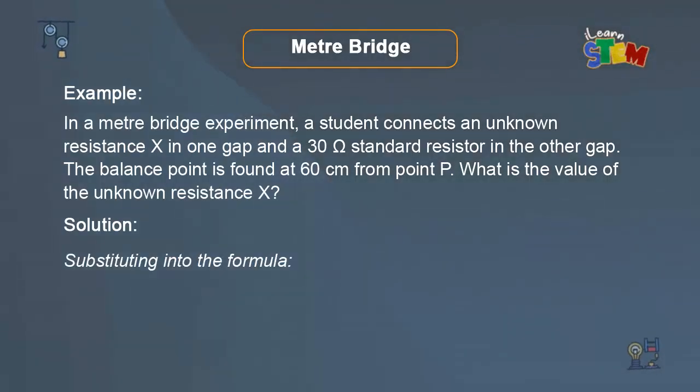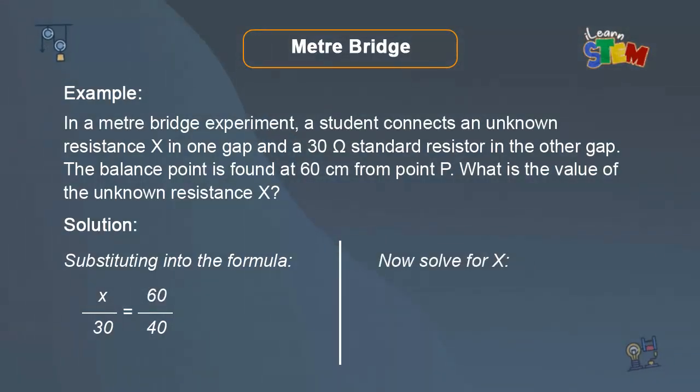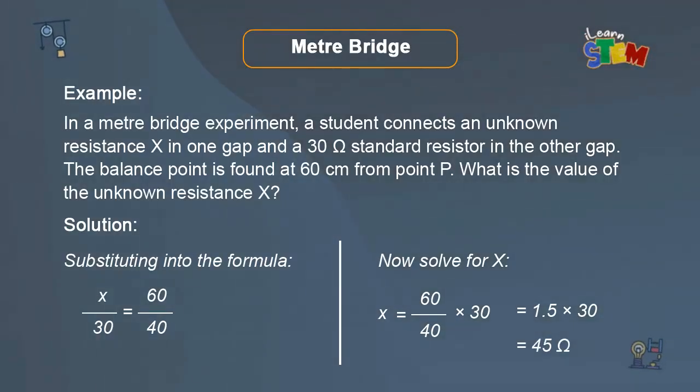Substituting into the formula, X divided by 30 equals 60 divided by 40. Now, solve for X. Multiply both sides by 30, so X equals 60 divided by 40 times 30. That gives X equals 1.5 times 30, which equals 45 ohms. Final answer, 45 ohms.